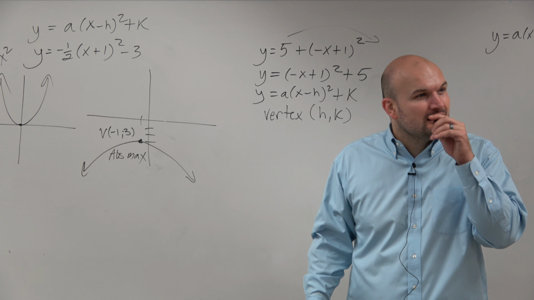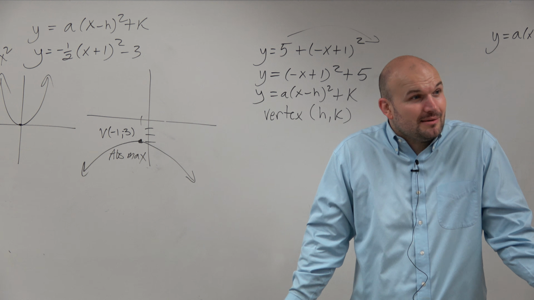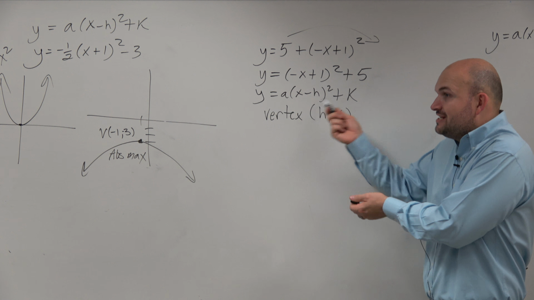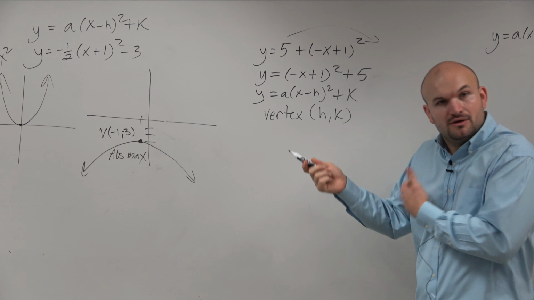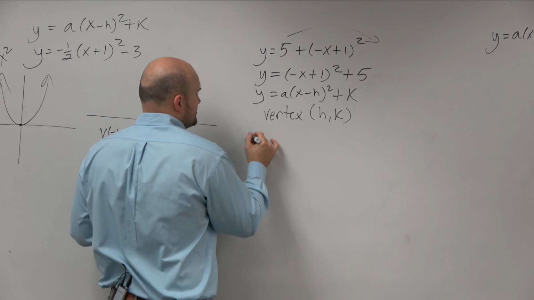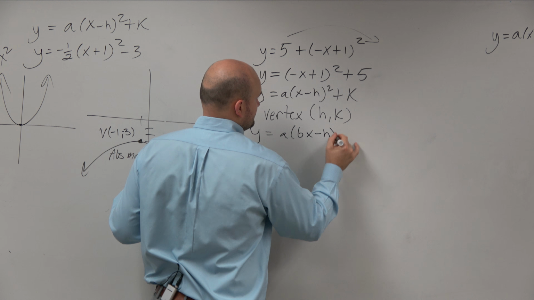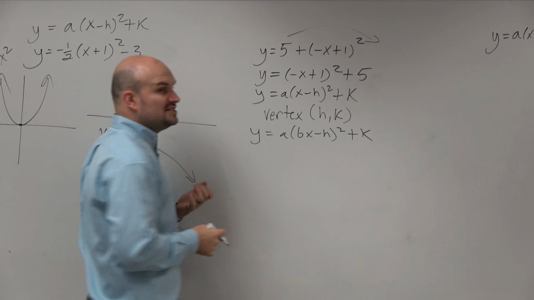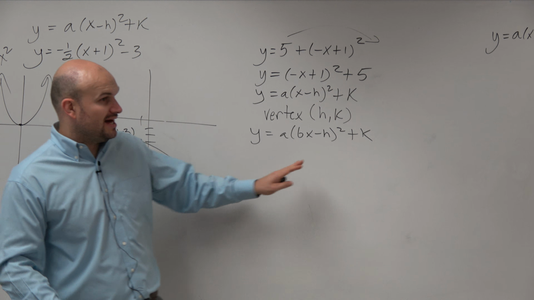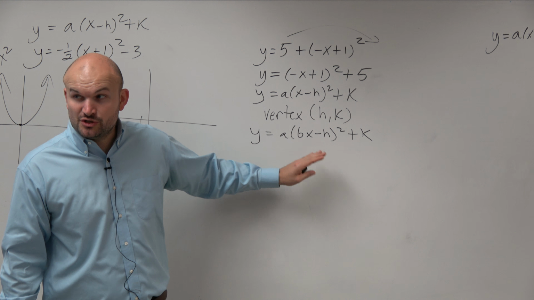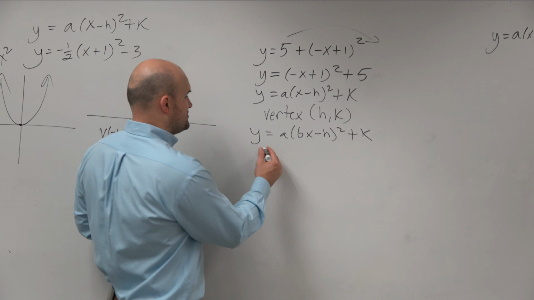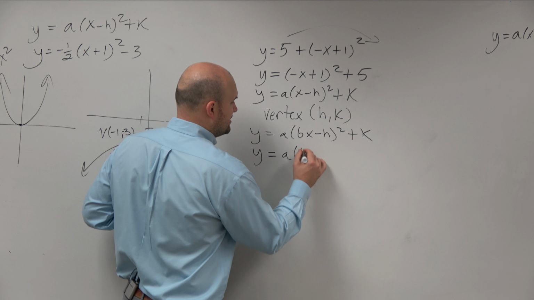And what else did you say? b messes everything up. So we can't treat h and k the same when we have a b. We have to be careful. So let's go back and again recognize b again. Now, that's a nice way of looking at b. But in reality, what we really need to do if we're going to evaluate the vertex is we need to factor out the b.